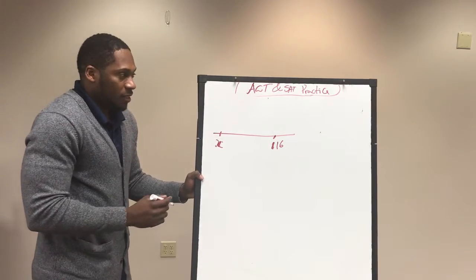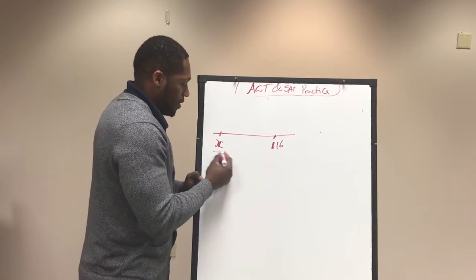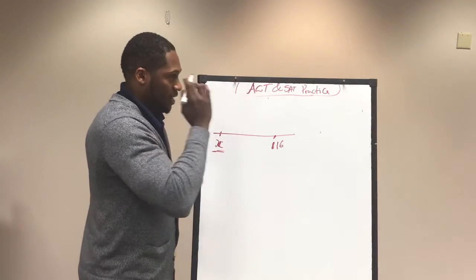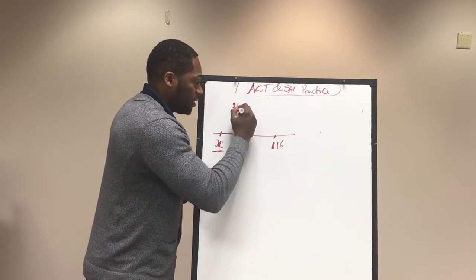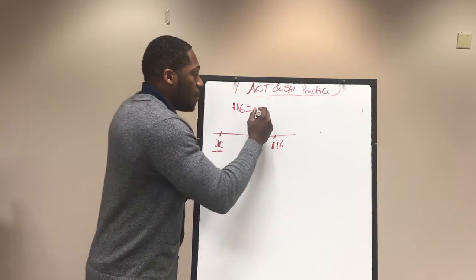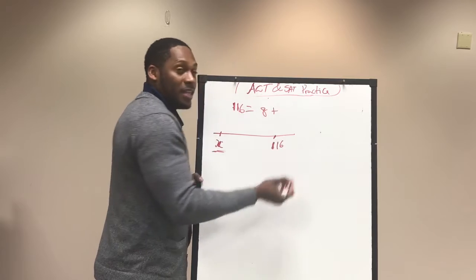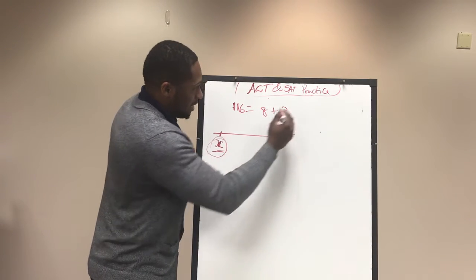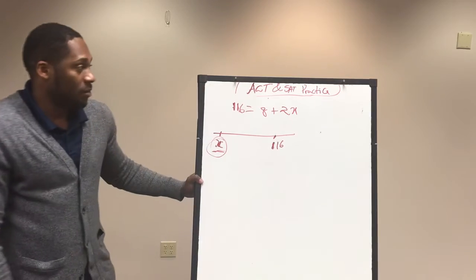So now what they're asking us for is how many we had last year based on the information that they give us. They say the 116 customers we have this year is 8 more than twice as many we had last year. What do we call what we had last year? x. That's it. That's all we have to do.